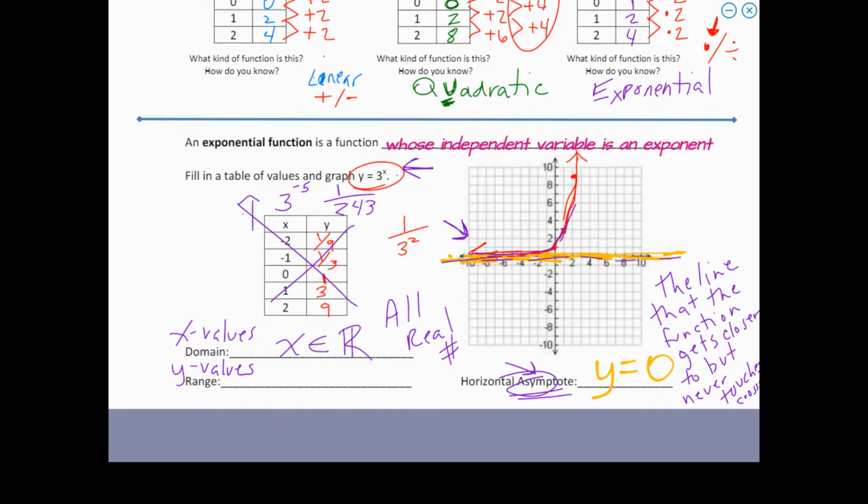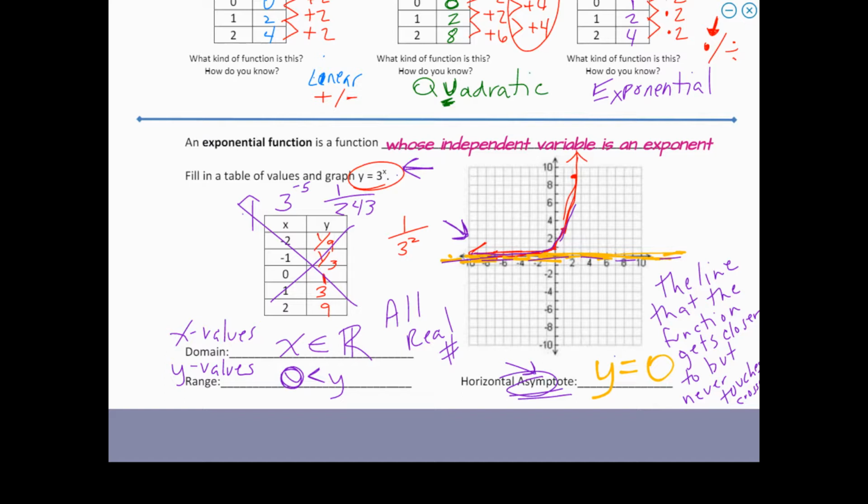What's it getting closer and closer to, but never going to cross? The 0 right here. Right here is my asymptote. So 0 is less than y. It's not less than or equal to because y will never equal 0. It's just going to get closer and closer and closer. So 0 is less than y.